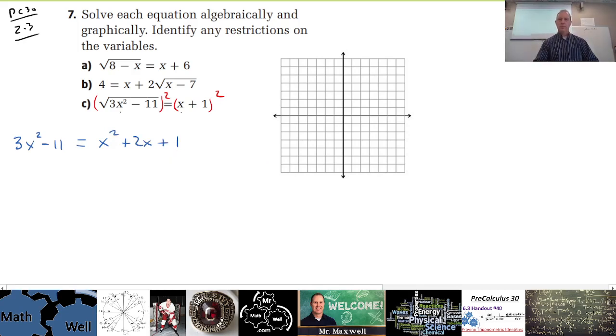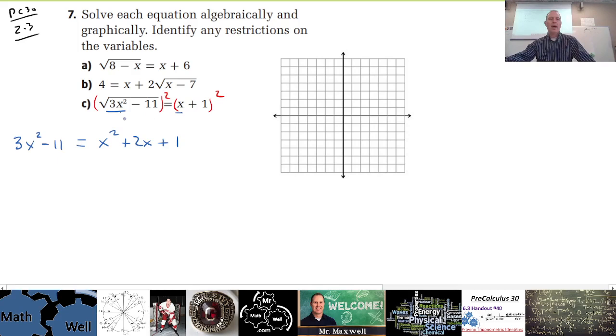Do you want to take the root out first? Yeah, you have to get rid of the root first. That's the first thing you do, because you can't combine any x terms or anything like that. There are no like terms here with that root over there. So you have to get rid of that root first. So squaring would be your first job.